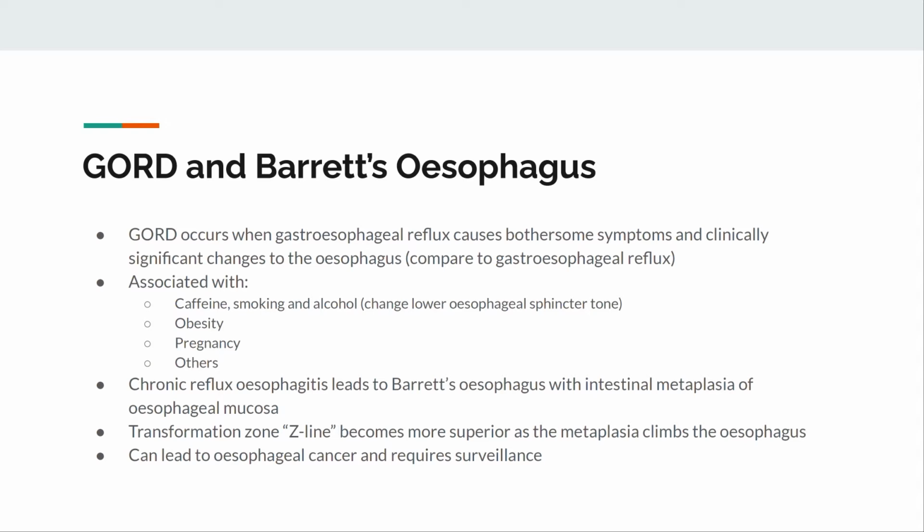So people with GORD need to be on PPIs and treated, and change their lifestyle so that they don't get Barrett's. And then once they do have Barrett's, they need regular endoscopic surveillance to make sure that that doesn't become cancer. And there are various procedures and surgeries you can do to intervene in this condition.